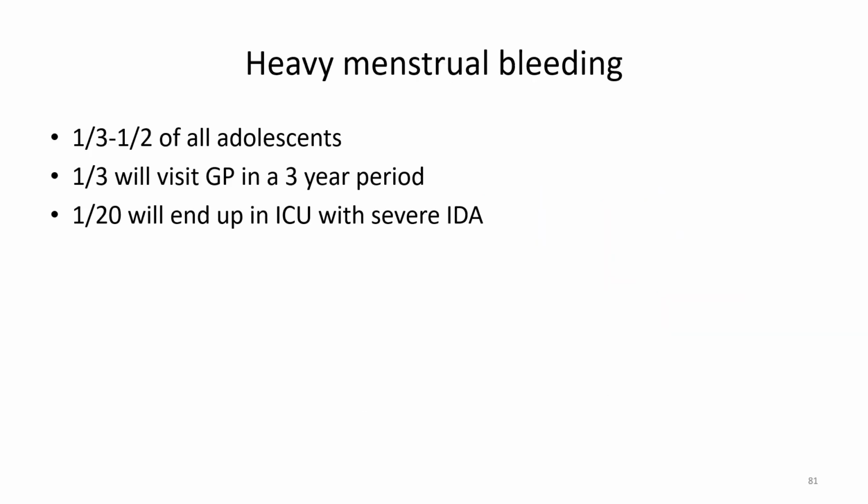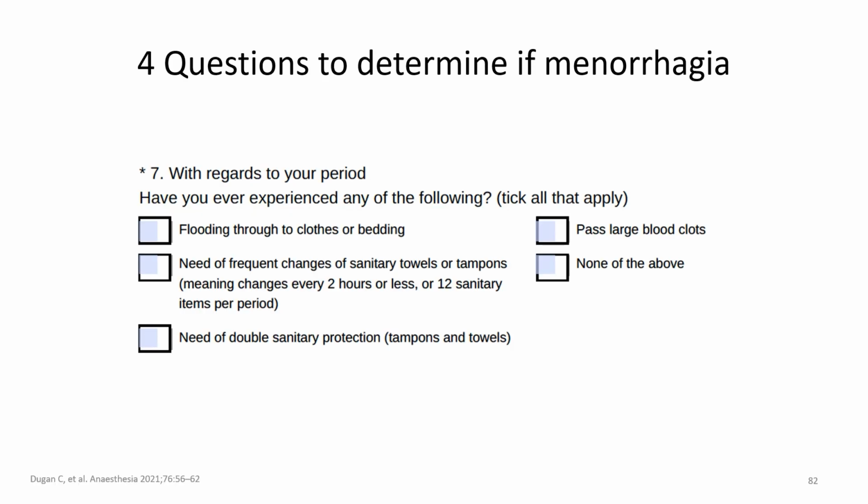Heavy menstrual bleeding should be recognized as a common and important cause. One third to half of all adolescents suffer from heavy menstrual bleeding. One third of these will visit their GP in any 3-year period for help, and 1 in 20 of them will actually end up in intensive care with severe iron deficiency anemia. And there are many questionnaires, some of them very simple, such as this one, that you can ask. And if the patient answers yes to any one of these, that usually indicates heavy menstrual bleeding and the need to treat and manage that also.